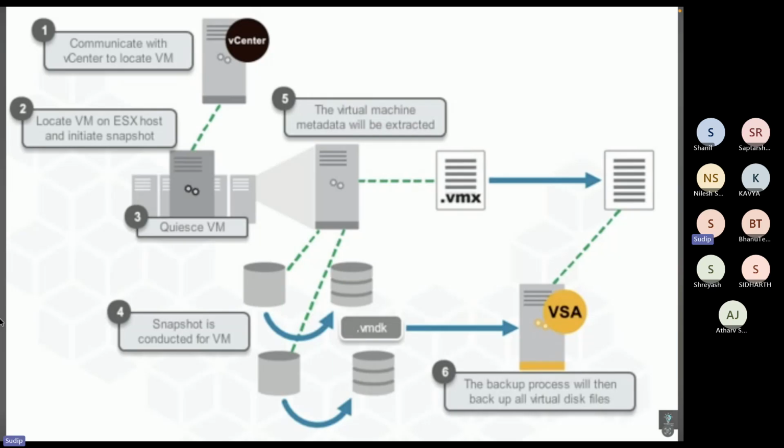The first stage is to communicate with the management server of that virtual environment. In VMware, it's called vCenter. In Hyper-V, it's called Hyper-V Manager. In Acropolis, it's called the master VMs. In RHV, there is some other name. Every virtual environment will have a management virtual machine. So the virtual server agent of Commvault will go and communicate with that management VM.